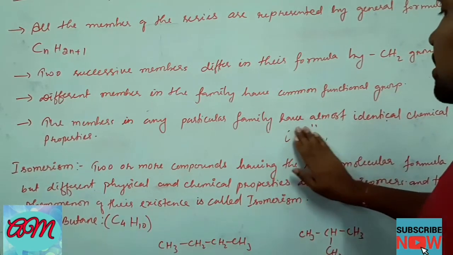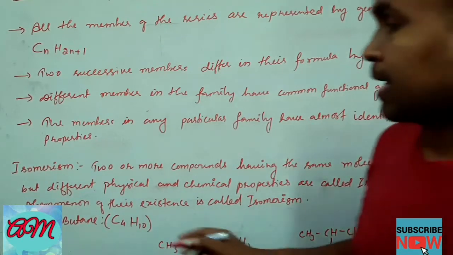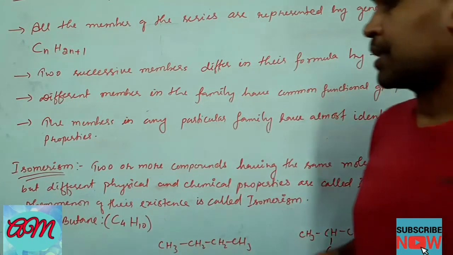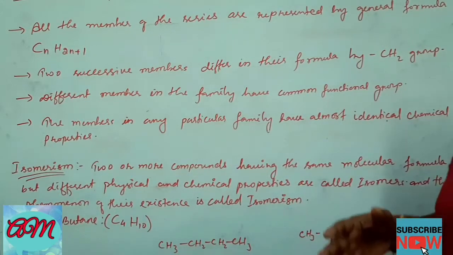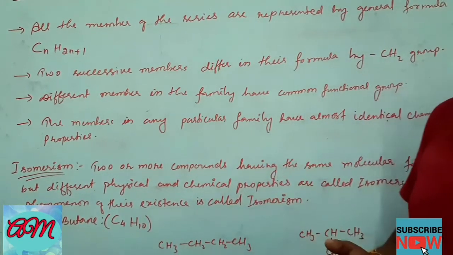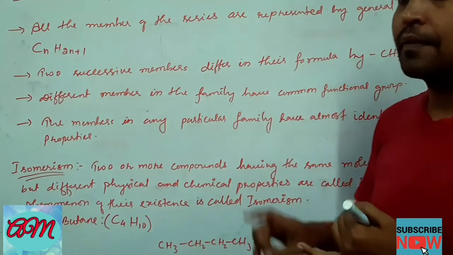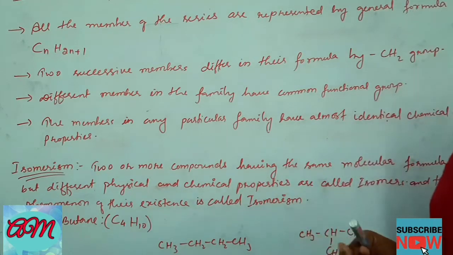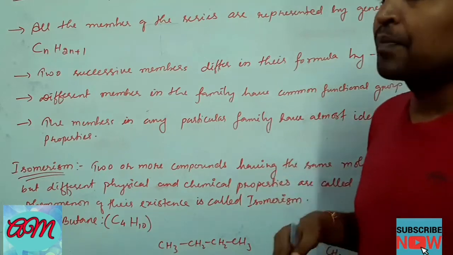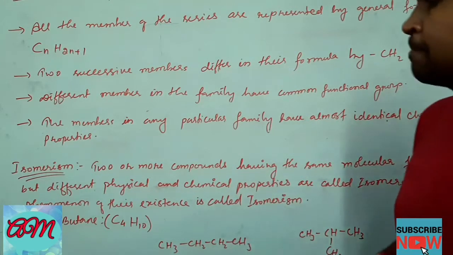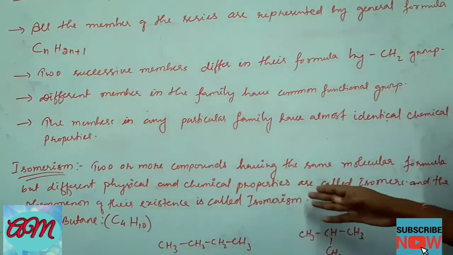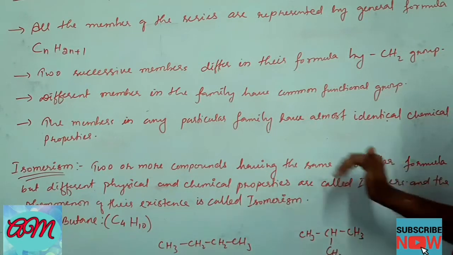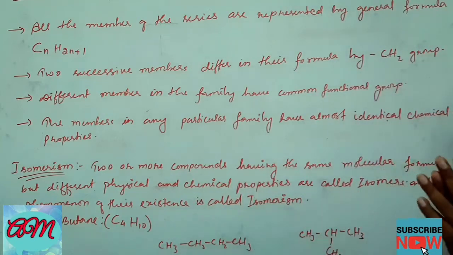Okay, understood, dear students? Now coming to the next topic, that is isomerism. This is a very important topic and you have learned it in class 10 as well, but once again we will be learning it. Isomerism, what is that? Two or more compounds having the same molecular formula but different physical and chemical properties are called isomers, and the phenomenon of their existence is called isomerism.